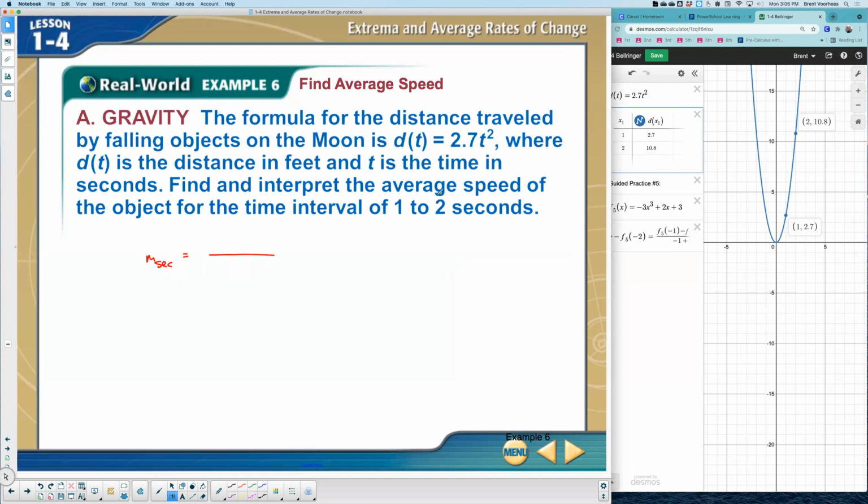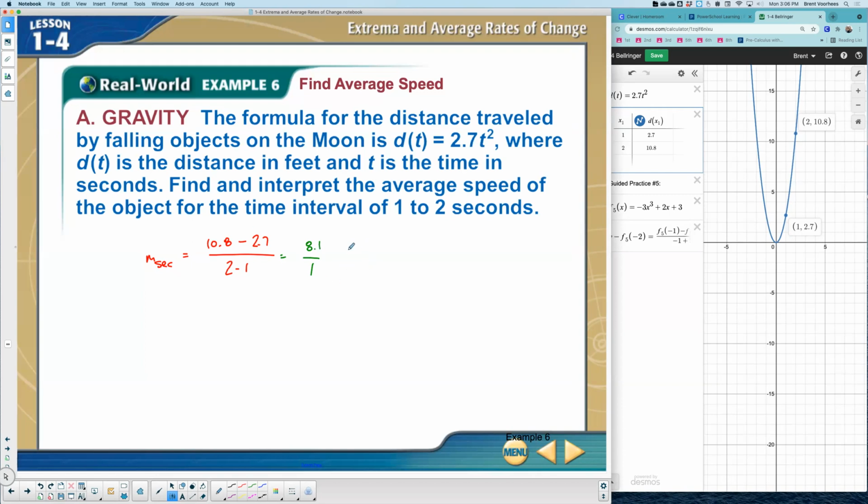And so I'll take my second value of 10.8. That's the distance it fell, or where its position is now, minus the original, which is 2.7. And on the time, you'd have 2 minus 1. So what this is going to say is for every 1 second that the object has moved, it has moved roughly 8.1 feet.